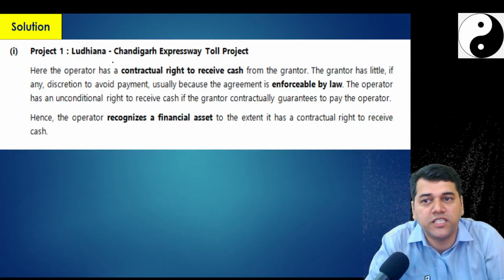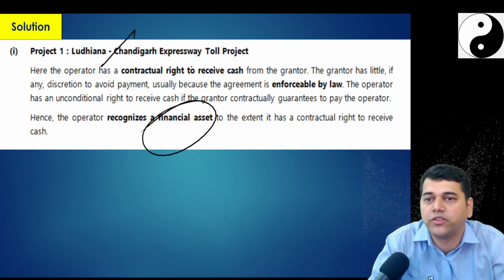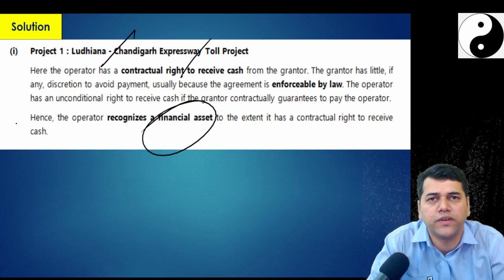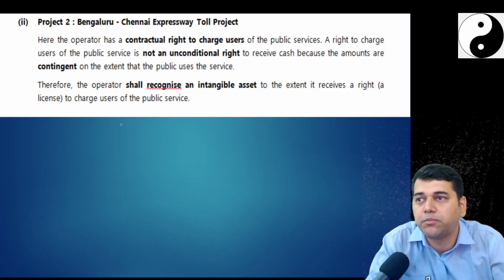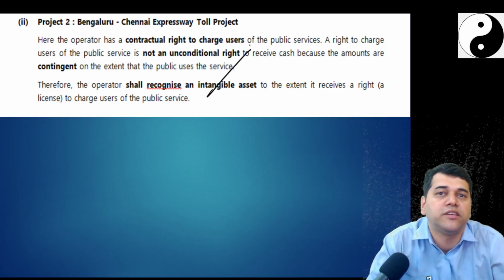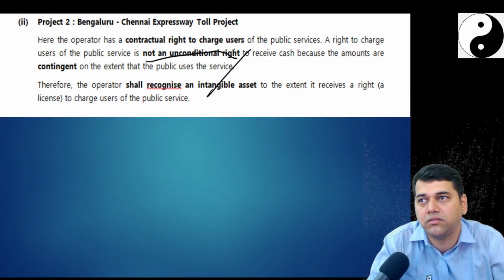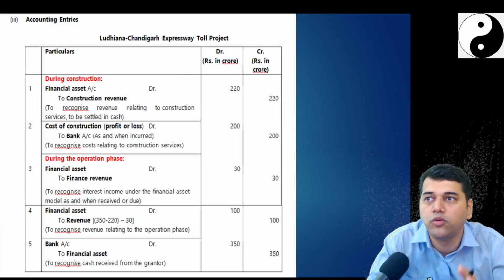Okay, so let us compare. First, you have told that the first Ludhiana project is a financial asset model. Have you told this? Because there is a contractual right to receive the cash. Yes. How much out of 8 marks? Maybe probably 1 mark will be given to this. Then you said that the Bangalore project is an intangible asset model because you don't have any unconditional right, or you have got a conditional right. 1 mark for this, and the rest of the 6 marks may probably go to this.